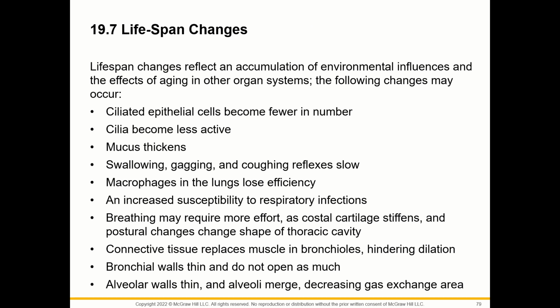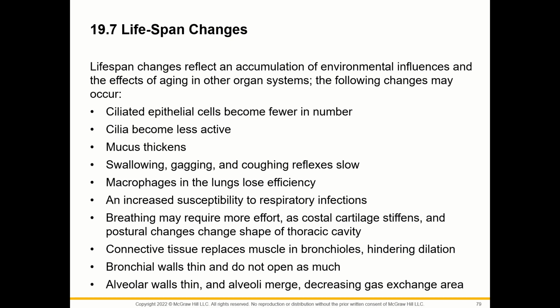Ciliated epithelial cells will become fewer in number. Cilia become less active. Mucus thickens. Swallowing, gagging, and coughing reflexes will slow down. Macrophages lose efficiency in the lungs, and increased susceptibility to respiratory infections occurs. Breathing may require more effort as costal cartilage stiffens, and postural changes change the shape of the thoracic cavity.